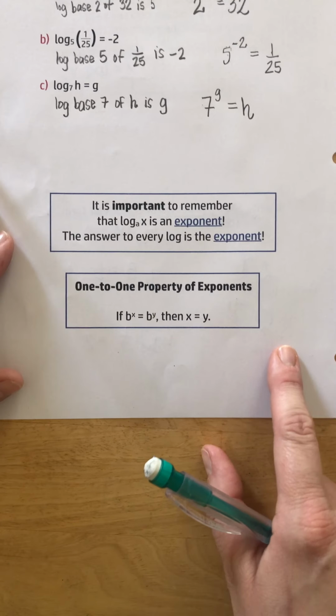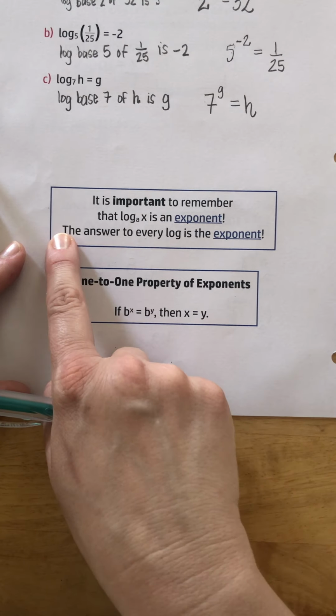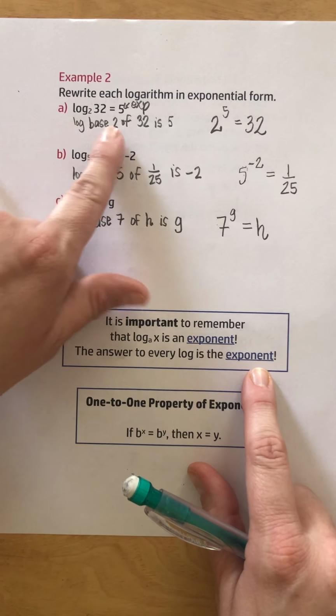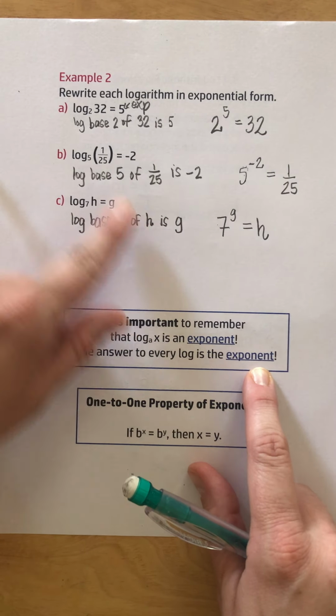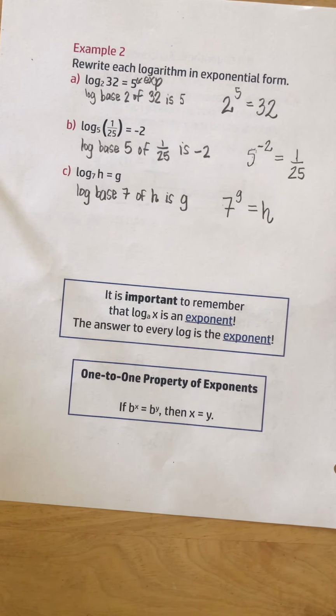So right down here it says, it is important to remember that log base a of x is an exponent. The answer to every log is the exponent, which is what I've been saying down here. The number that's by itself. The answer to the log is the exponent. I know I sound like a broken record, but if you can remember that phrase, then now you know that whatever it is equal to is always the exponent.